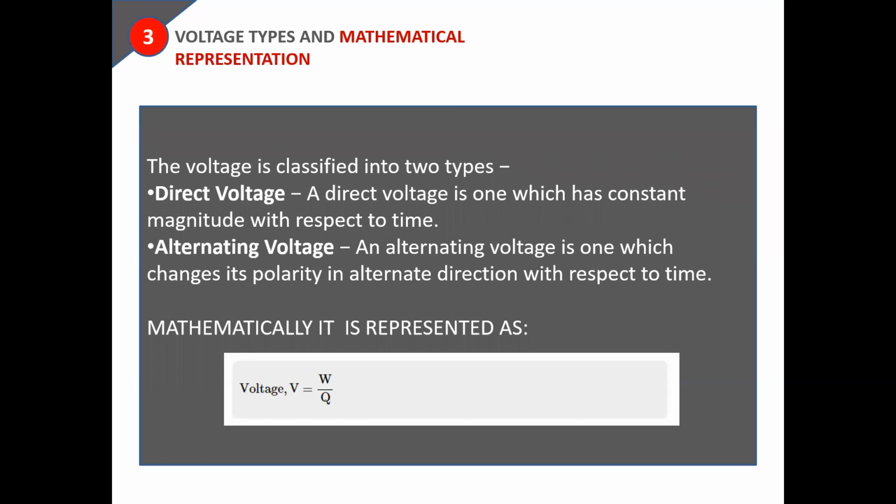So the voltage is classified into two types: direct voltage. A direct voltage is one which has constant magnitude and direction with respect to time. Alternating voltage. An alternating voltage is one which changes its polarity in alternating direction with respect to time. Mathematically, it is represented as V = W/Q, where W is work done and Q is charge.